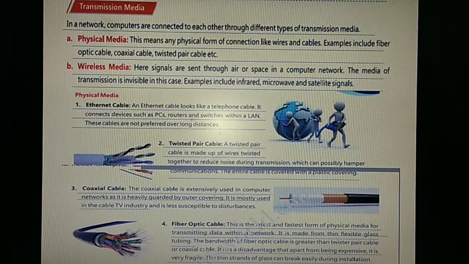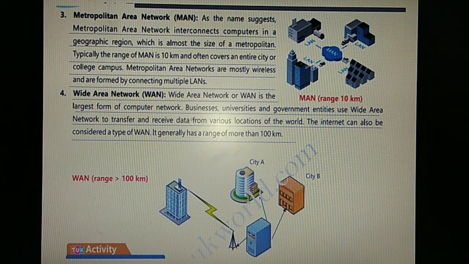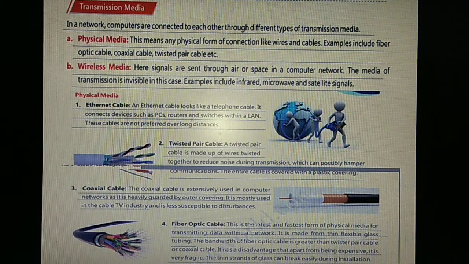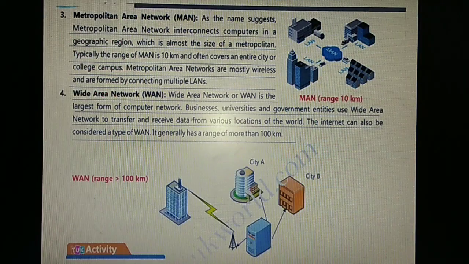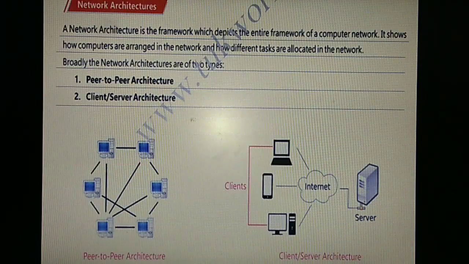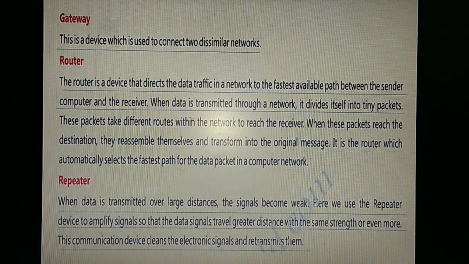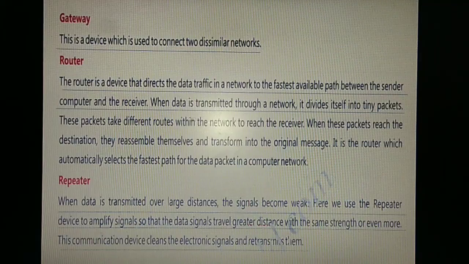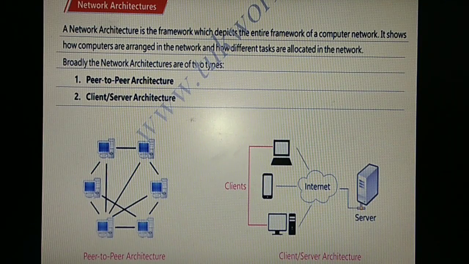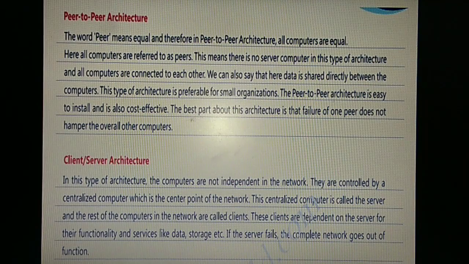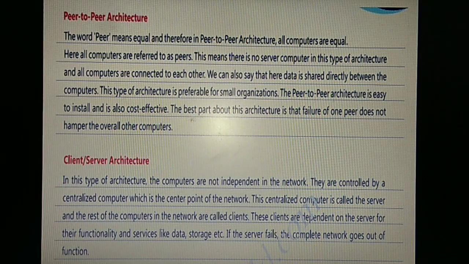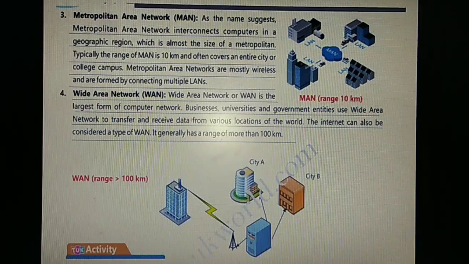Is that clear to all? Okay, so here I will stop my video. I will continue from transmission media in my next video. I expect that all have understood gateway, router, repeater, and network architecture. Network architecture is very easy: peer-to-peer architecture and client-server architecture. I expect that you understood what happens in peer-to-peer architecture and in client-server architecture, and the types of computer network.